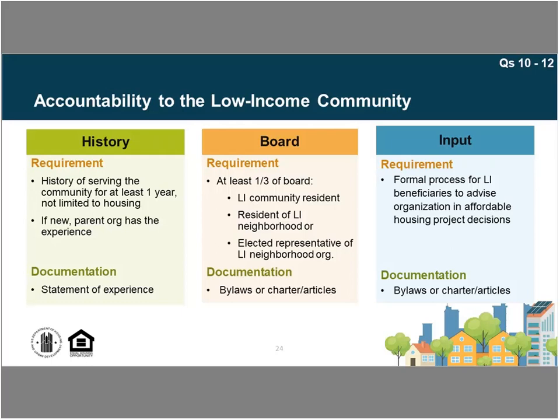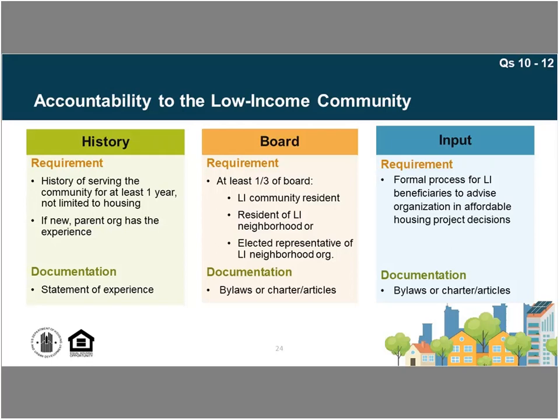And obviously you need some sort of statement showing that they have been serving the community. Serving the community, by the way, does not mean they necessarily have been developing housing. There could be a range of things that they've been doing, because this qualification criteria is just showing that they are not brand new to the community, and they have some connection and some prior history of serving the community.